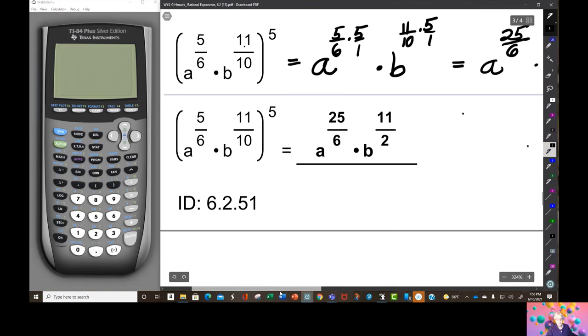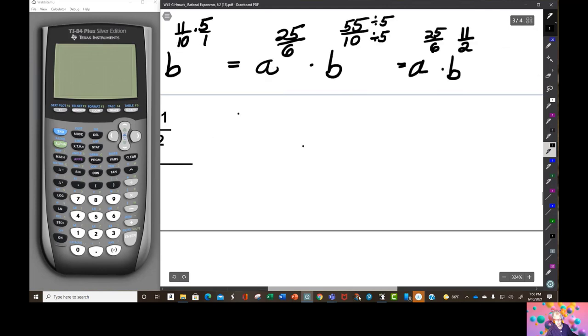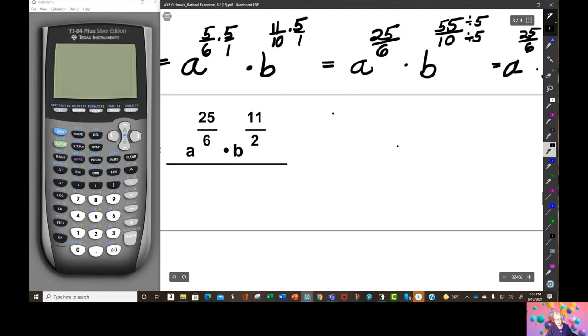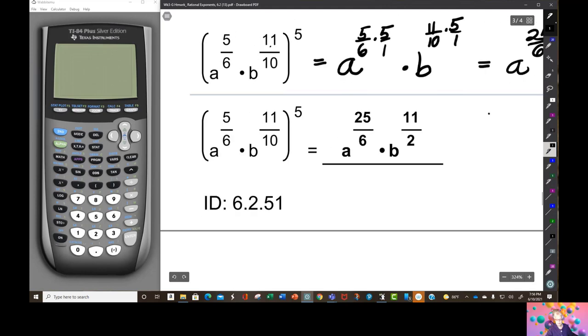Now, when we left off, we had just multiplied a base to a power times a base to a power, all of that to another power. These are different bases, so we can't combine the bases. And there's our answer. And that's how I got it.